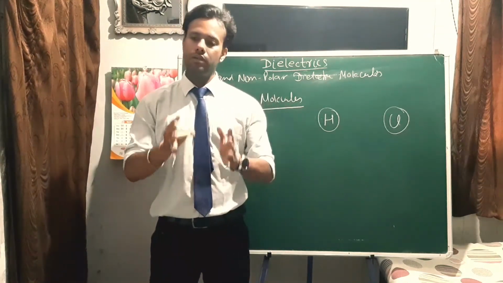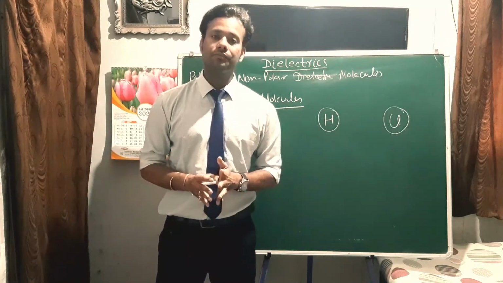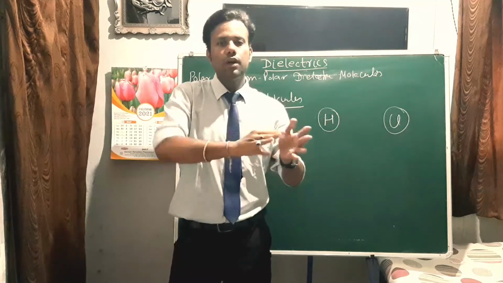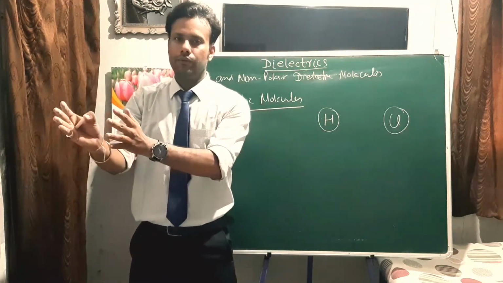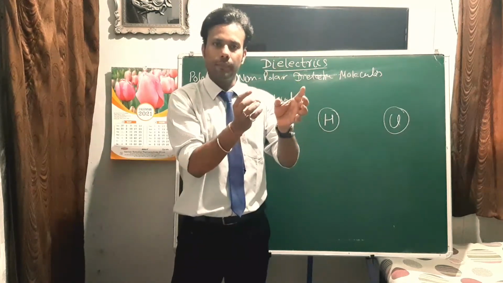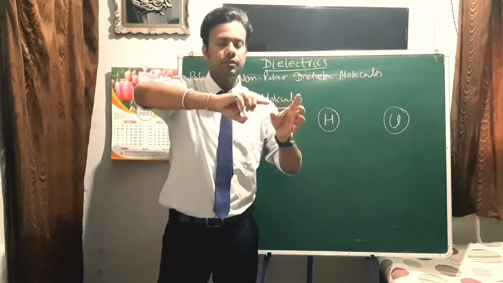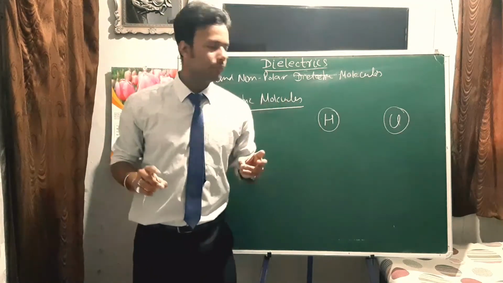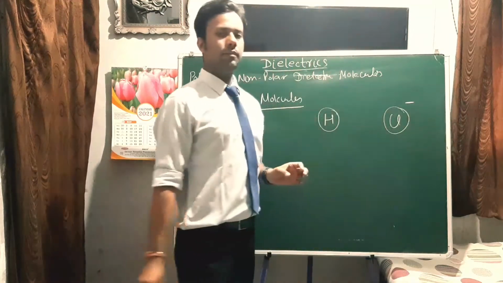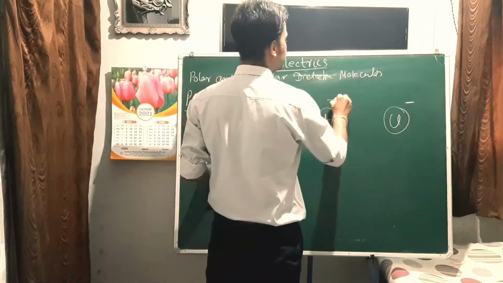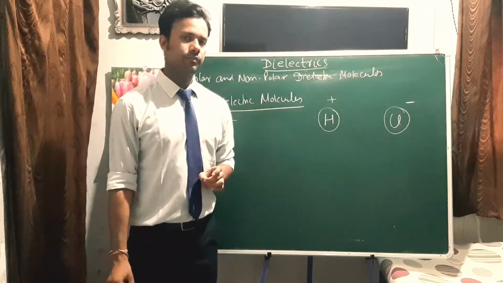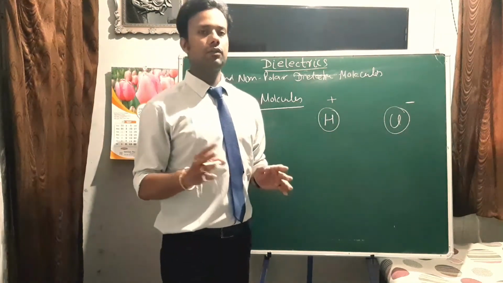The electron is still there. It is just that the center of gravity of that electron shifted more towards the chlorine, right? The distance between the hydrogen and the electron is more near to the chlorine. So that is why the environment of chlorine becomes negatively charged, whereas the environment of the hydrogen becomes positively charged. Now you know what a dipole is?